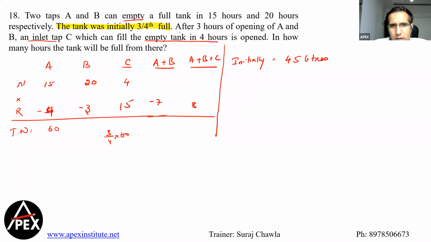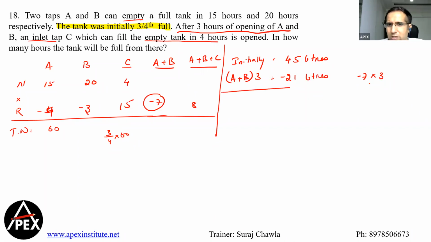Then what happened? After 3 hours of opening of A and B, which means for 3 hours A and B were open for 3 hours. So A and B together will leak out 7 units per hour. In 3 hours, they would have leaked out 21 liters, which means the water in the tank right now is 24 liters.